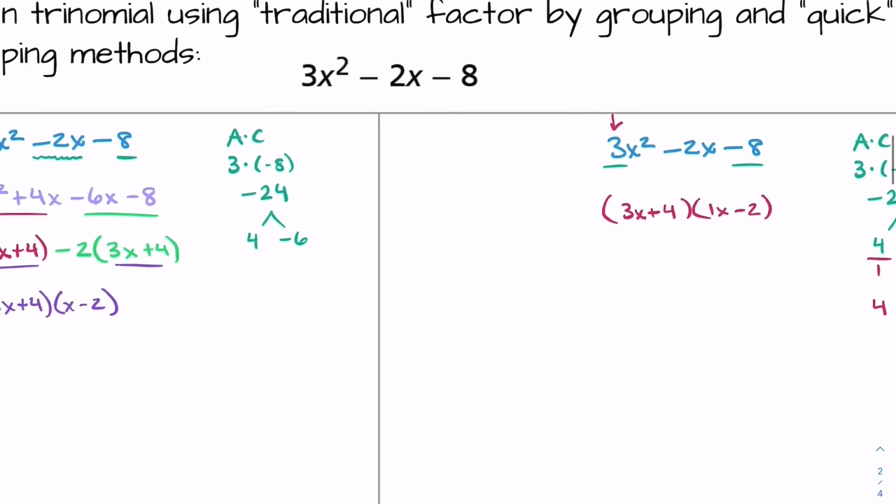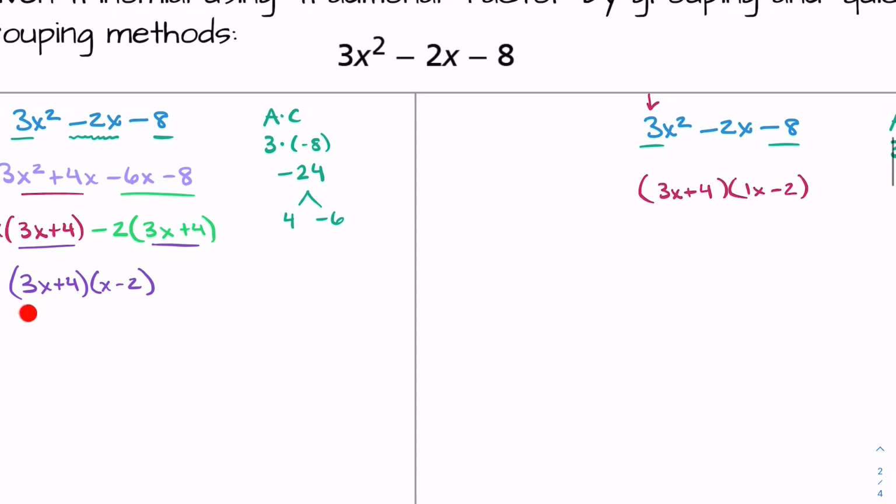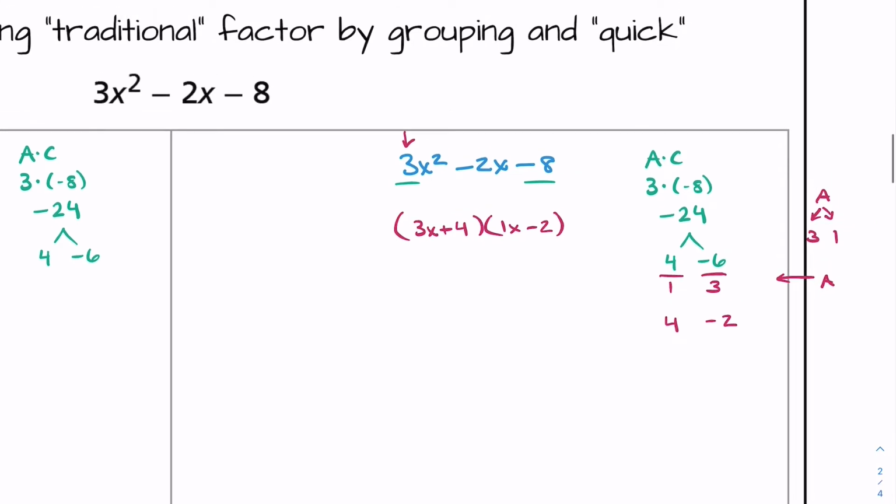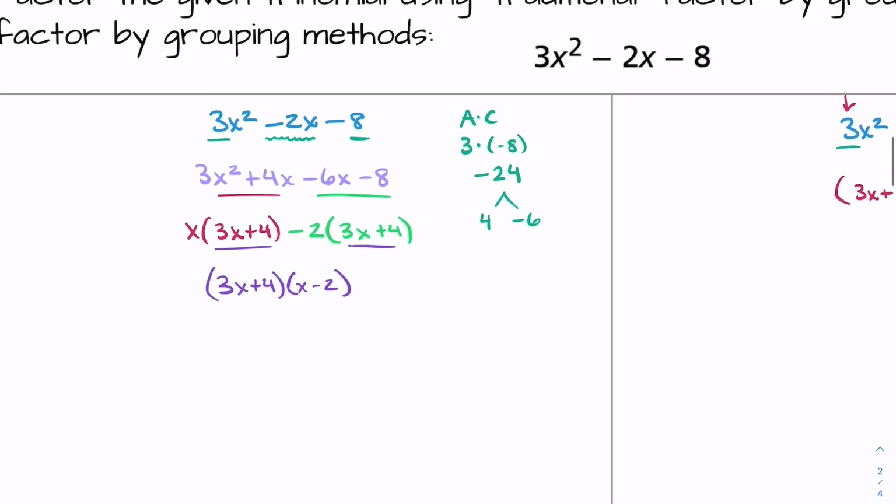Notice 3x plus 4, 3x plus 4, 1x minus 2, 1x minus 2. Again, super quick, just the work is done here instead of within this first factor.